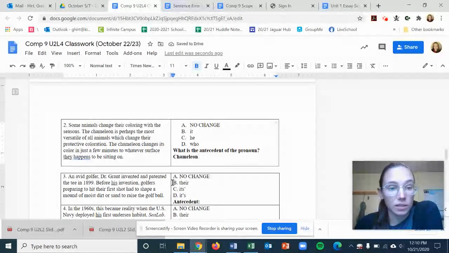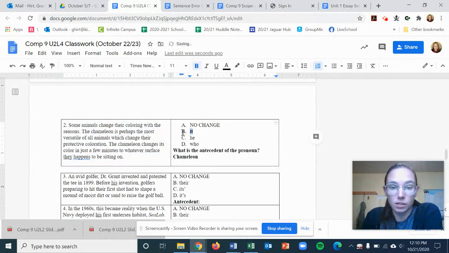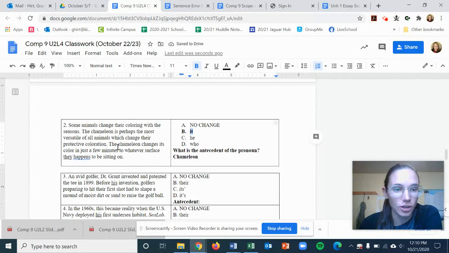And then based on that, what should the pronoun be? So yes, the answer is B, it, right? We don't know the gender or the sex of this chameleon in this passage. We're just talking about a chameleon in general.